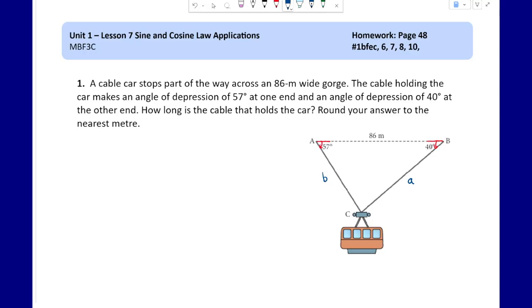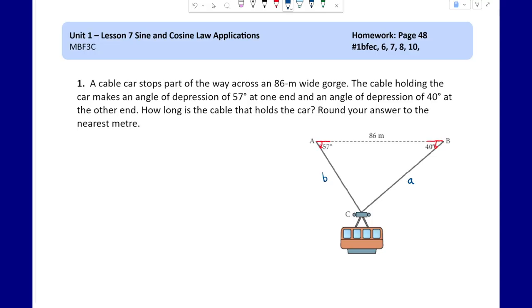So we can clearly see it's not a right angle triangle. There is no implied right angle, no right angle given to us in the triangle. So that means we have to use sine or cosine law. Now we have to figure out which law to use.